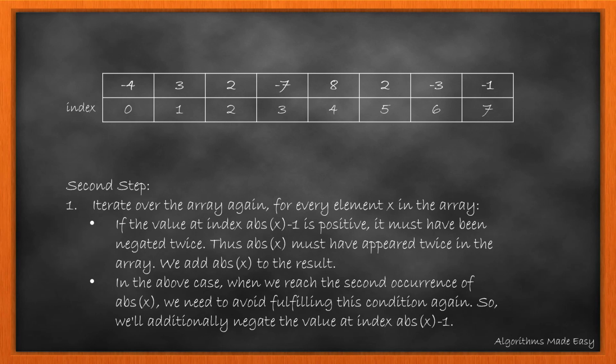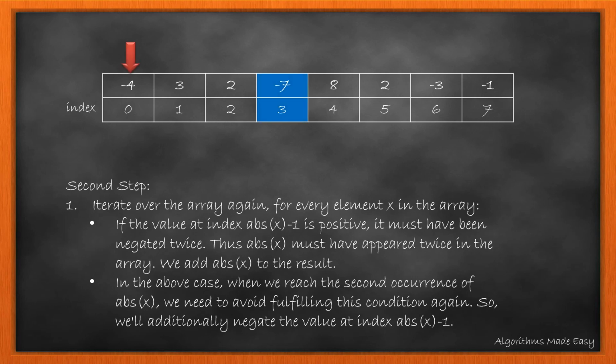Now that we have updated the array, we iterate over it once again, and for every element x in the array, if the value at the index absolute of x minus 1 is positive, we can say that it must have been negated twice. Thus, absolute x must have appeared twice in the array, so we add absolute x in the result. In the above case, when we reach the second occurrence of absolute x, we need to avoid fulfilling this condition again. So we will again negate the value at index absolute x minus 1.